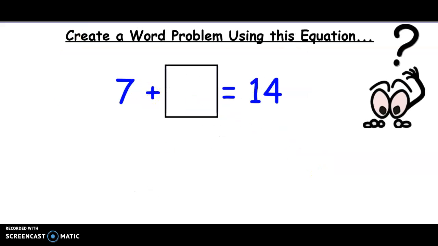Good. With your homework helper at home, see if you can come up with a word problem using this equation. So it could be anything you want. I mean, any topic about maybe candy, puppies, whatever you want. So try to figure that out. So for example, it might be there were 7 Skittles on the table. Then my little brother came and gave me some more. Now I have 14. How many Skittles did my little brother give me? Okay, so see if you can come up with one.